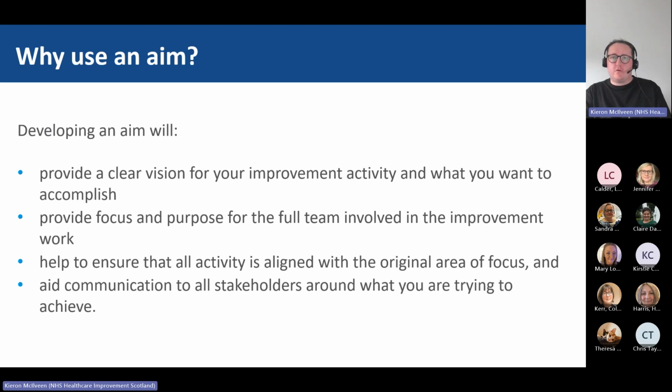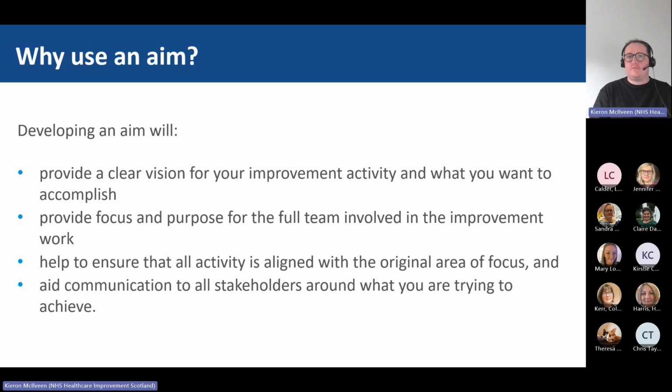It also helps to ensure that all activity is aligned with the original area of focus. And an aim provides a reference point to evaluate whether efforts remain aligned with the core goal. Consistently revisiting the aim can help to refocus efforts to prevent drifting. So what this means is that when you've been working on a project for a long period of time, it can be easy to get dragged off in other directions and lose a sense of focus on what you were aiming for. Having the aim is the focal point for the team from the beginning to help keep everyone aligned and give you a chance to revisit what you'd planned to set out to do at the start of the project.